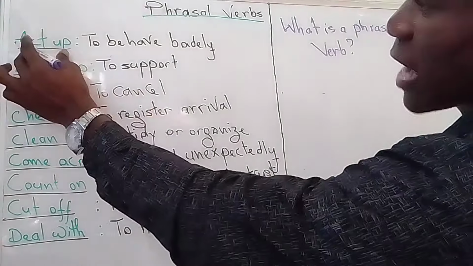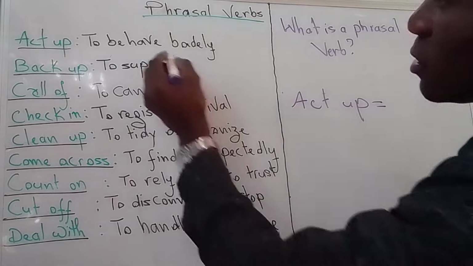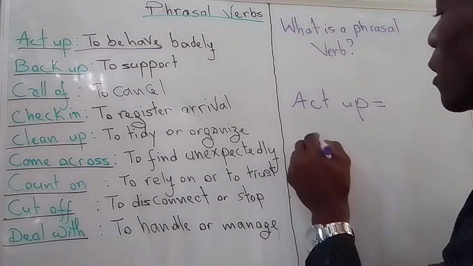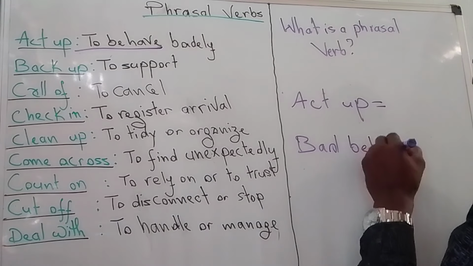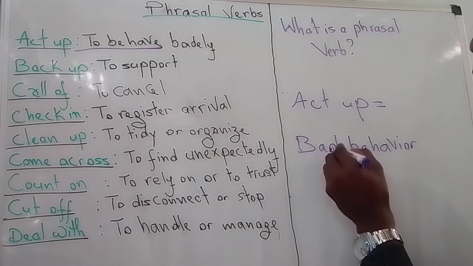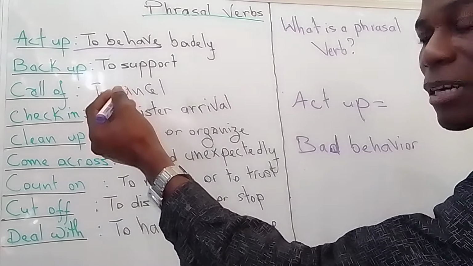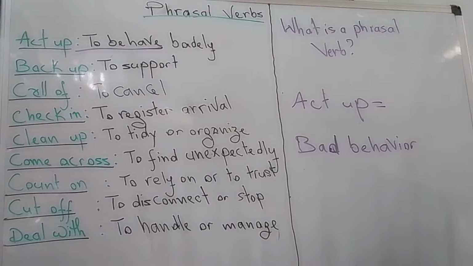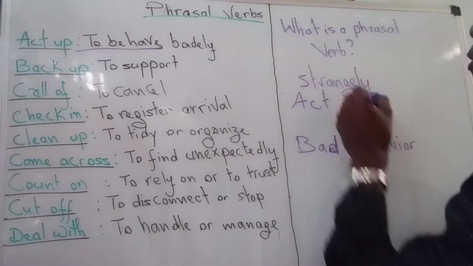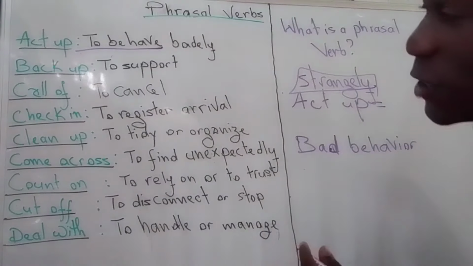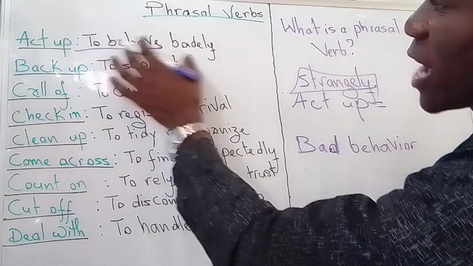And if I say act up, act up means to behave badly. Do you see it right here? To behave badly, or you can say bad behavior. We can say bad behavior for act up. Act up means to behave badly or strangely. We can also say strangely. Make sure you get it right, because it is really important to know some phrasal verbs in English. Act up means behave badly or strangely.